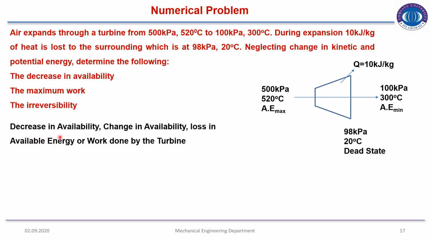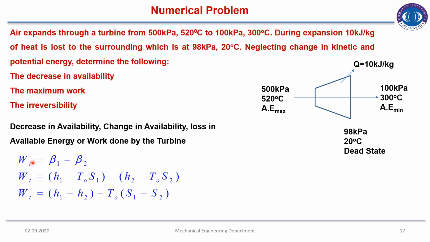So decrease in availability, change in availability, loss in the available energy or work done by the turbine in this case, all these four things mean the same. So in the question here it is asked that you calculate the decrease in availability. It may be mentioned as change in availability, loss in available energy or work done by turbine. So for all four of these you will do the following calculation.